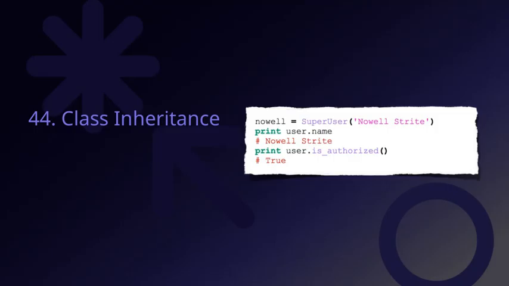All right, let's dive into slide 44, which covers class inheritance. Class inheritance is a fundamental concept in object-oriented programming that allows us to create new classes based on existing ones. Think of it like inheriting traits from your parents. Your new class, or child class, can take on properties and behaviors from the parent class. This promotes code reusability because you don't have to rewrite common features.